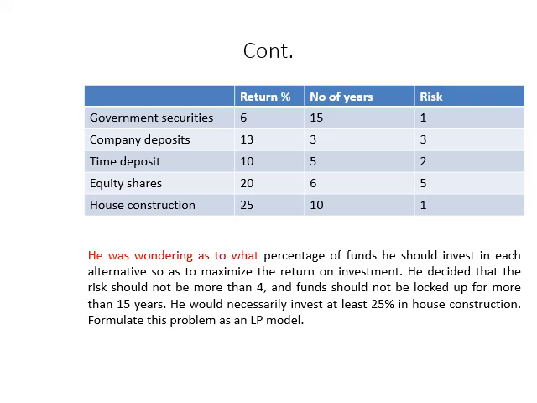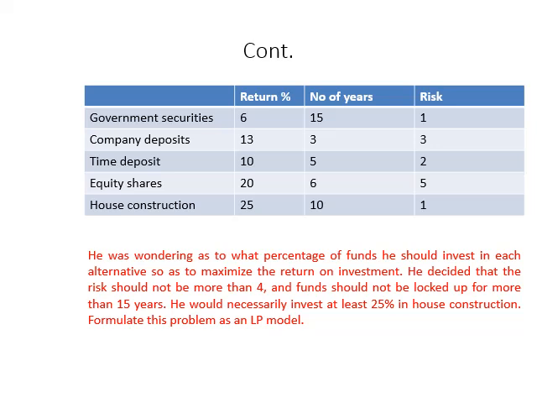The man was wondering as to what percentage of funds he should invest in each alternative so as to maximize the return of investment. He decided that the risk should not be more than 4 and funds should not be locked up for more than 15 years. He would necessarily invest at least 25% in house construction. The requirement is how to formulate the problem as a linear programming model.